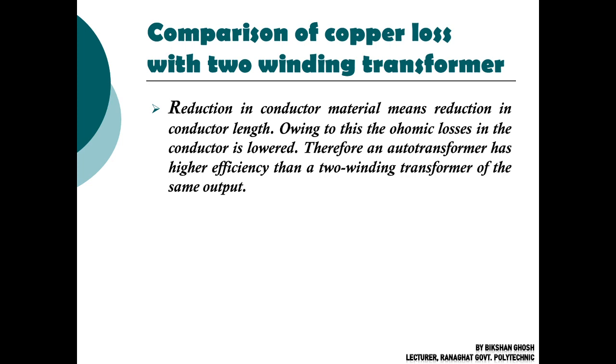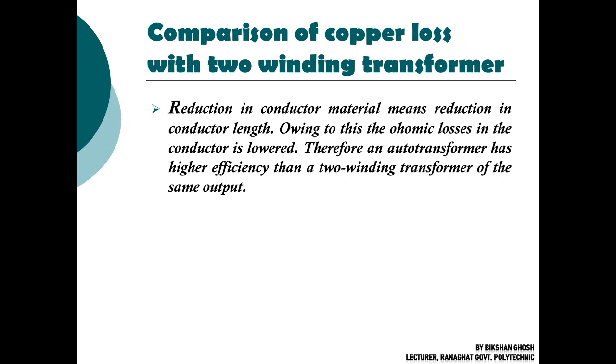As the length of the copper is reduced, definitely the resistance offered by that conductor will be less, because we know R is proportional to L by A, or R is proportional to L. As the length is reduced, the resistance offered by that conductor is also lesser and the ohmic loss is also less.